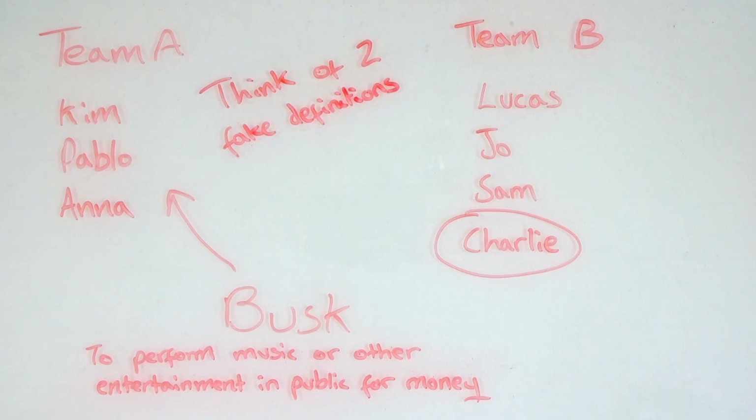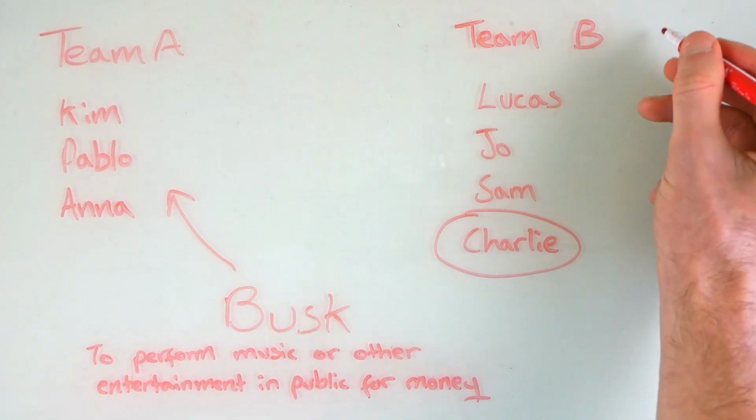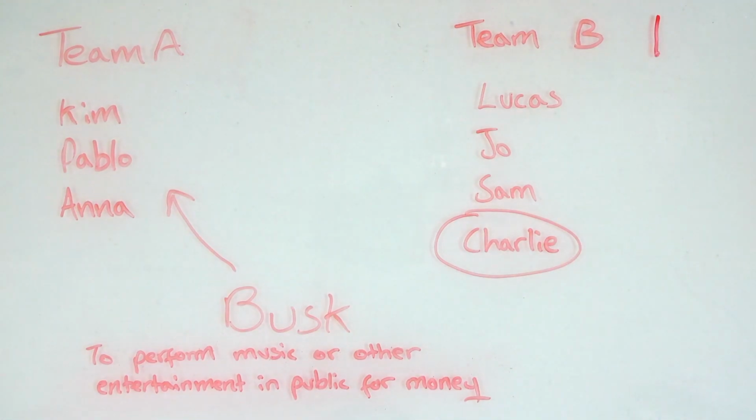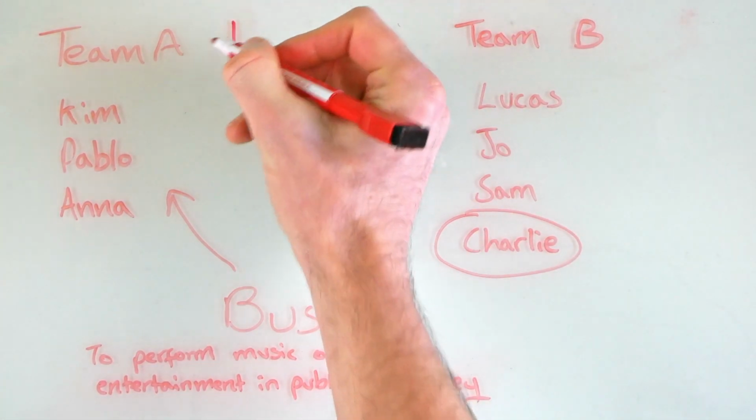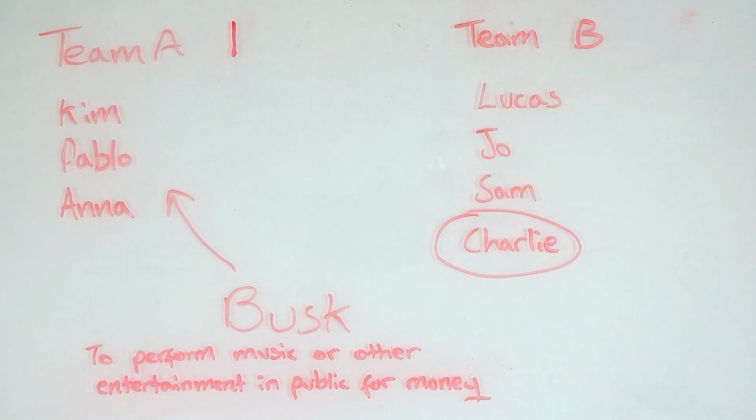After hearing the definitions, Team B can chat together and decide which they think is the real definition. They must choose one definition as a team, not individually. Then Team A reveals the answer. If Team B guess Anna's definition, the correct one, they get a point. If they choose Kim or Pablo's and get it wrong, Team A gets a point. Now it's Team B's turn to come up with their definitions.